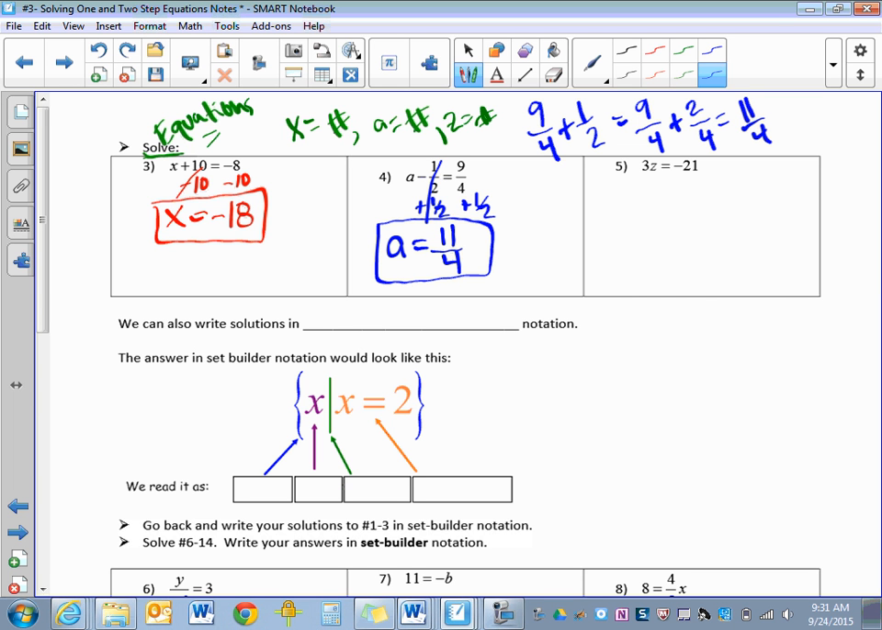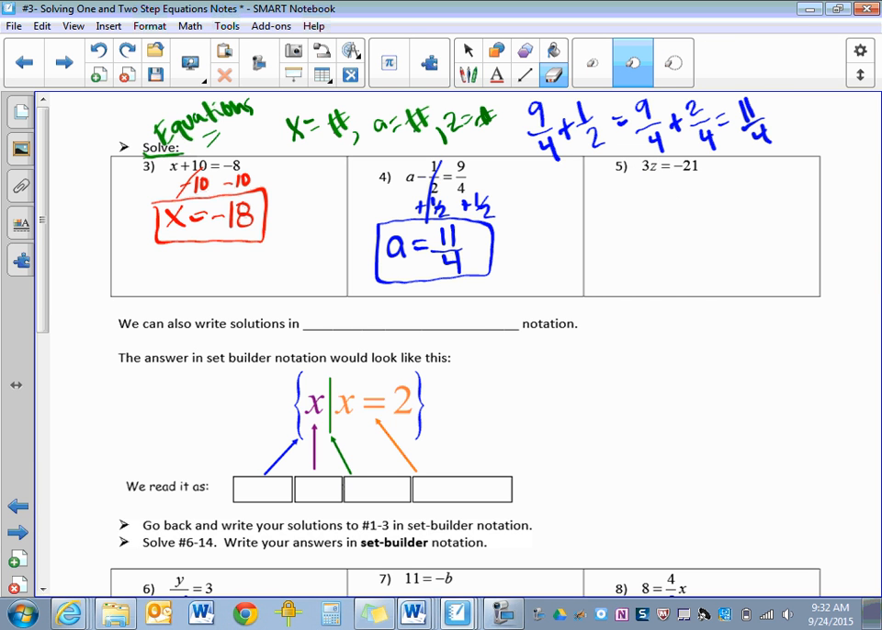Alright, number 5. We have 3z equals negative 21. No parentheses. Again, no like terms. But what do we have to do now? Z is stuck with this 3. What are we doing with the 3 and z? What operation are we doing?